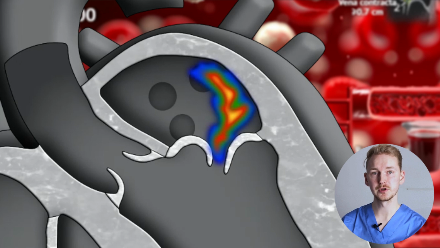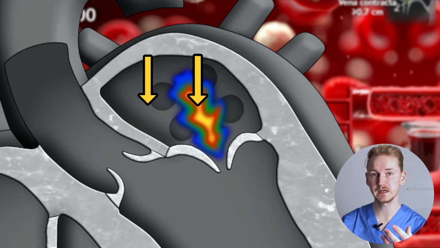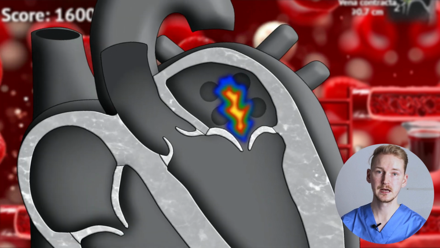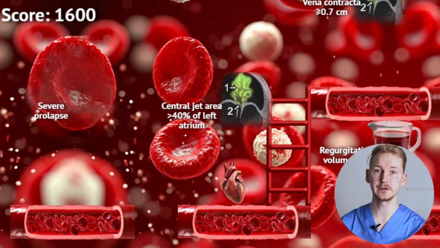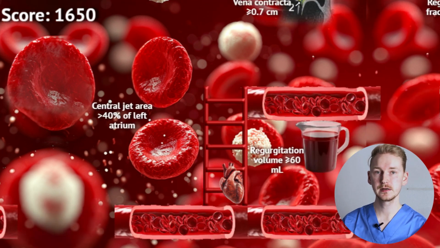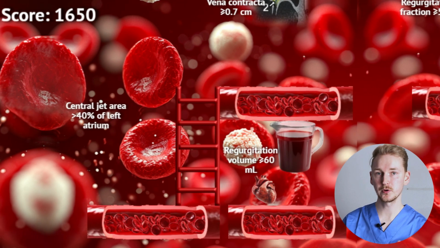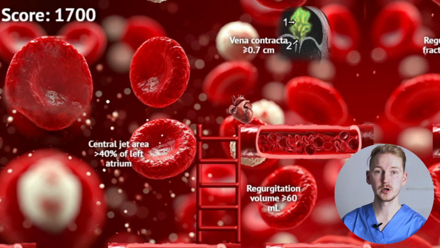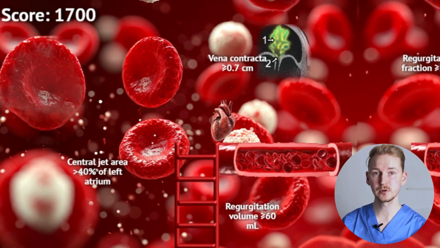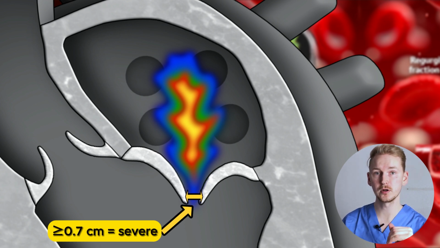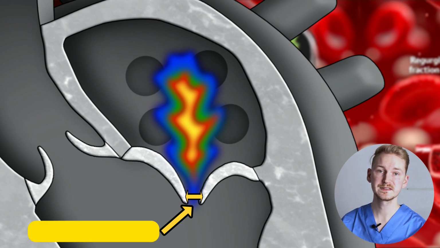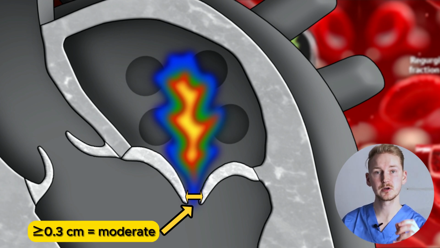The proportion of the central jet to the left atrium can be calculated, and if it's over 40%, this is considered stage C severe. Another criteria is a regurgitation volume of over 60 milliliters, a vena contracta over 0.7 centimeters. This is the width of the regurgitant jet, measured in between the mitral valve leaflets. A width over 0.3 centimeters is considered a moderate regurgitation.